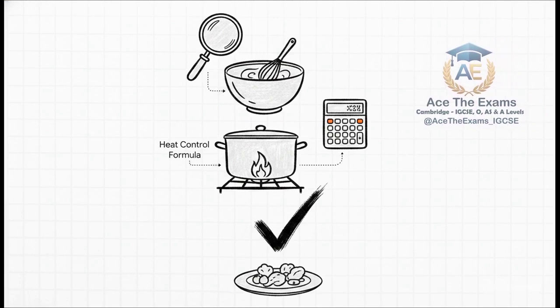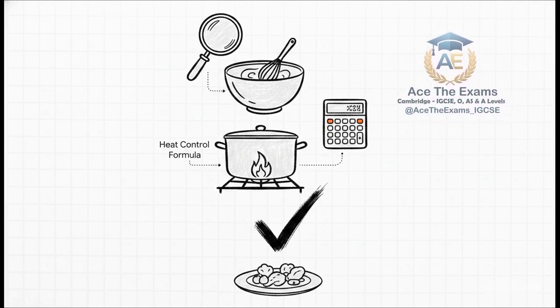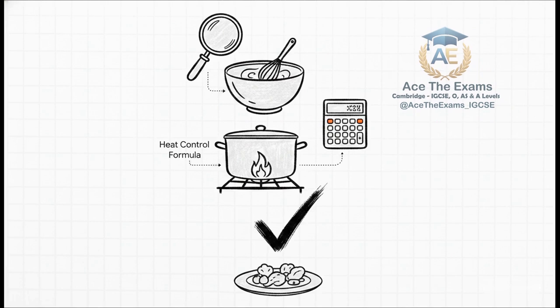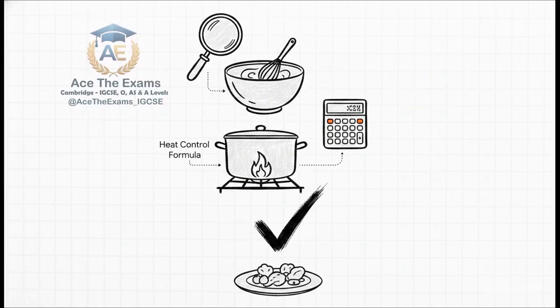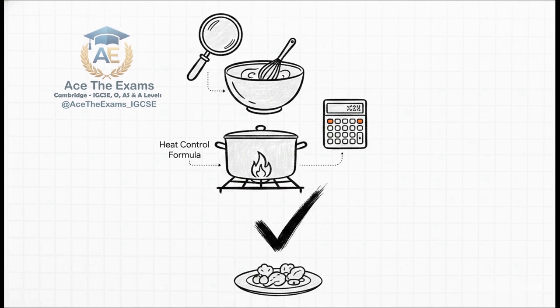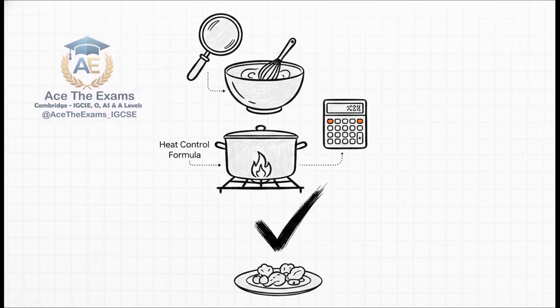Rule number 2, the heat control formula. You have to bank your method marks. Show your standardization formula clearly. Show the explicit substitution of your sample values into that formula. Even if you panic and press the wrong button on your calculator at the very last second, demonstrating the correct analytical process guarantees that you pick up those vital method marks.